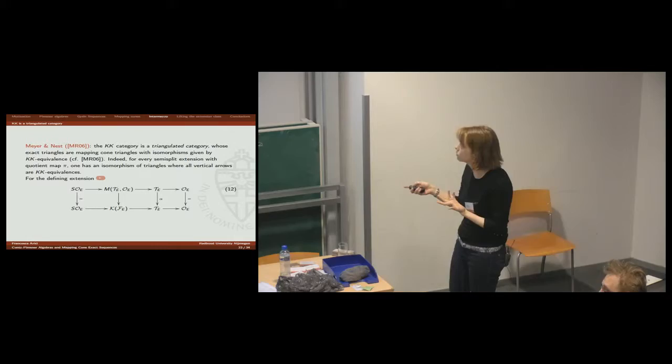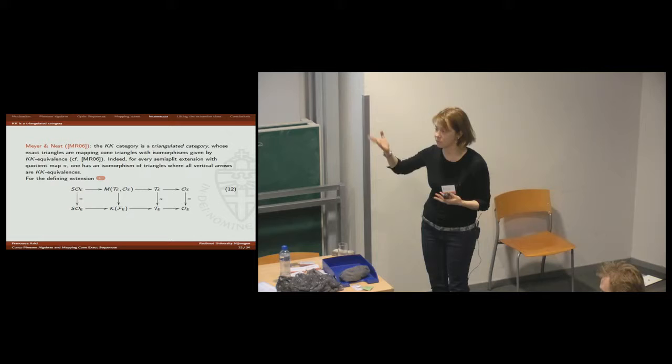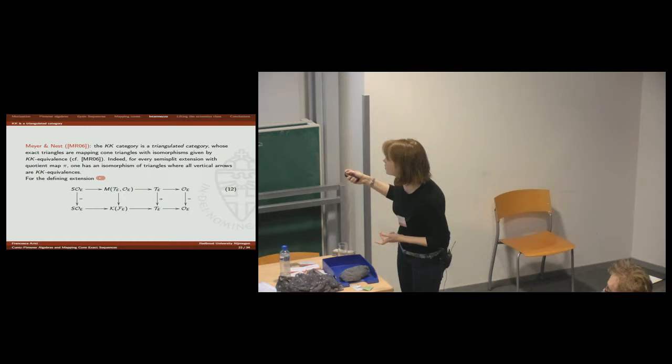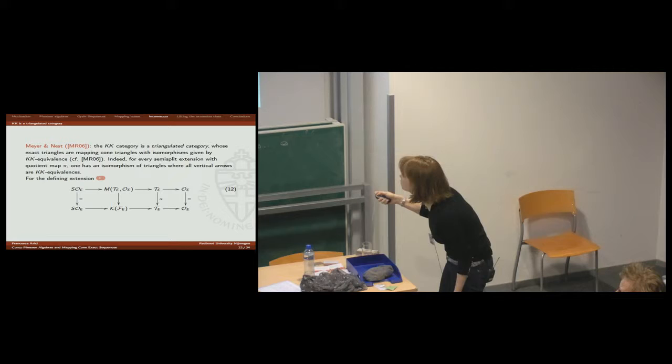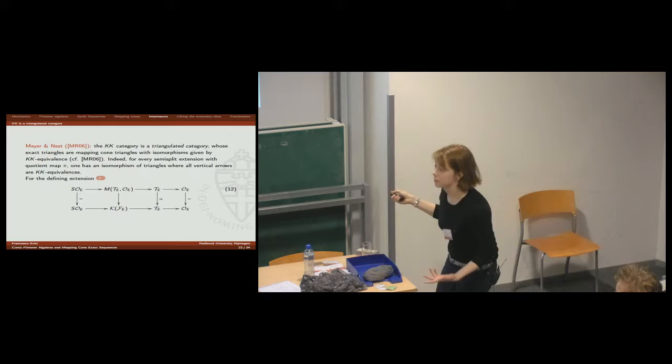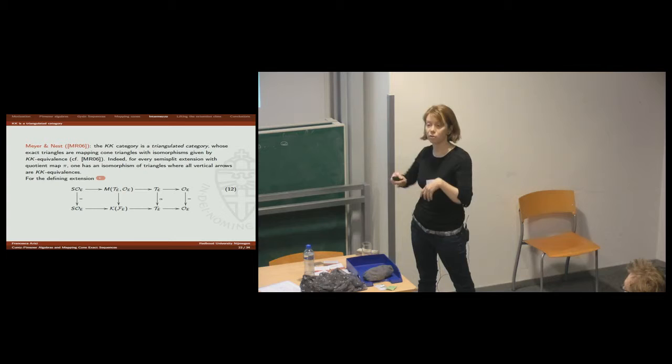So if we apply this to the particular case of our extension, what we get is that we have this commuting diagram of triangles. And two of the vertical arrows here are, one actually, because it's a triangle, identity. And here it's also an identity, sorry. And so what we have is that the vertical arrows are KK equivalences. So the idea of having an exact triangle in a triangulated category is a triangle that can be put in a diagram with a mapping cone triangle in such a way that the diagram commutes and the vertical arrows are KK equivalences. So that's the definition.